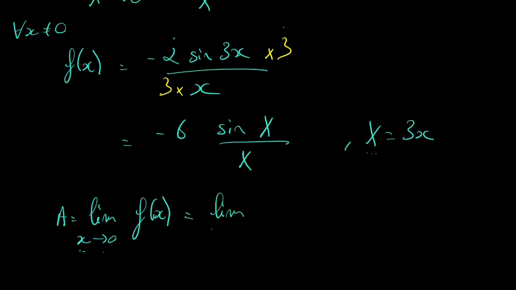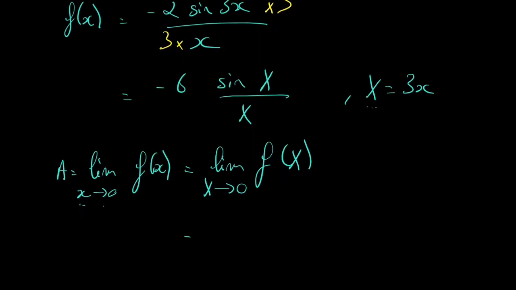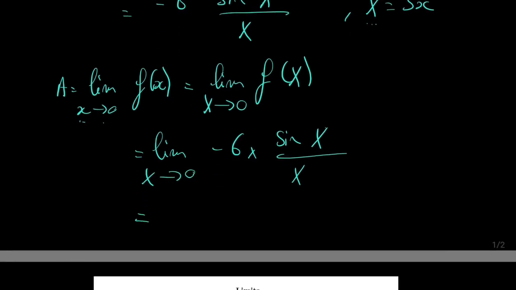Then the limit when capital X tends to 0 of f of x is equal to minus 6 times 1. Okay, because sinus of x over x tends to 1 when capital X tends to 0. And so we have minus 6 times sinus of x over x, so the limit when x tends to 0, and this thing is obviously equal to minus 6 times 1, which is equal to minus 6. And we've got our limit, a is equal to minus 6.